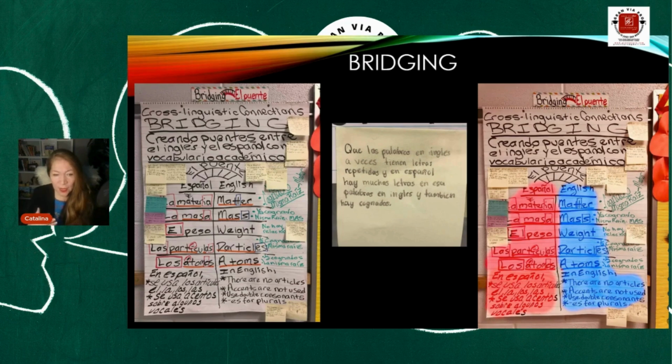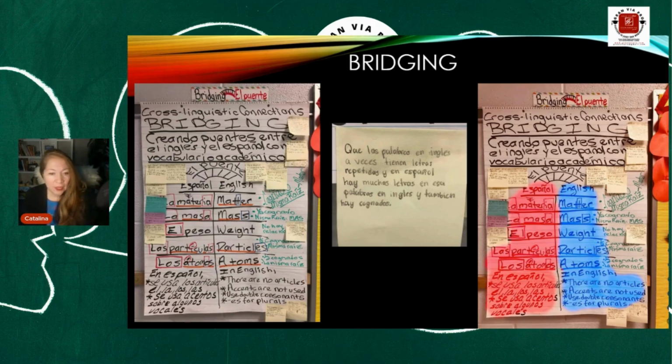This is what it looks like in Spanish. This is what it looks like in English. I see how they connect, right? And so what I did here is I'm sharing one of the bridges that I did in my class as a classroom teacher. And I was teaching science at the time in Español. So we looked at the words matter, mass, weight, particles, and atoms. And we wrote them out. Of course, the vocabulary in the class was being presented in Spanish. So it was la materia, la masa, el peso, partículas, los átomos.